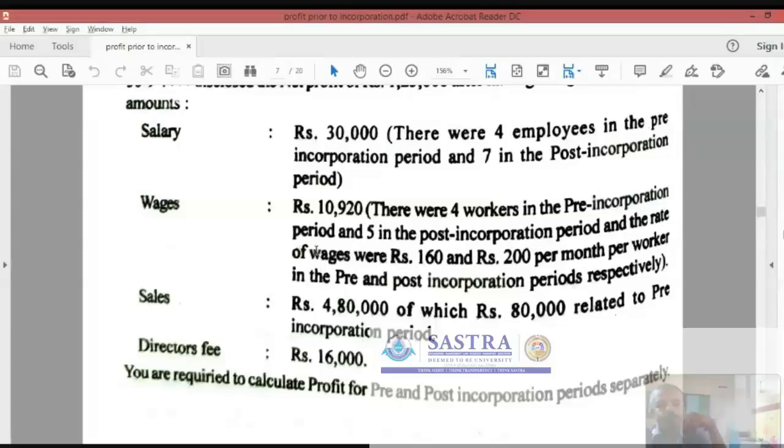Okay, that's all. The question requires you to calculate profit prior to and post-incorporation period separately. The question is simple, but the calculation is going to be very lengthy.